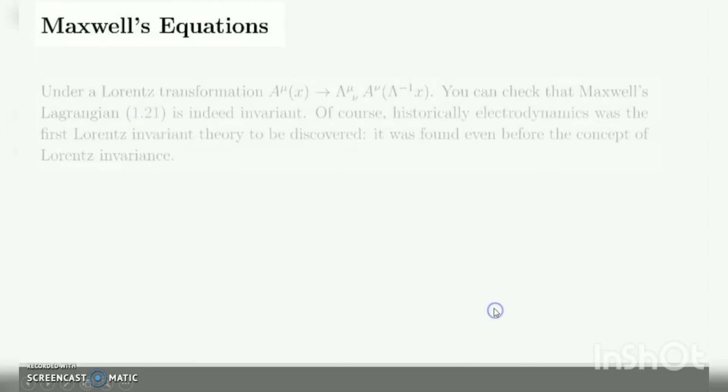First order dynamics. Friends, you all already know the Maxwell equations. You can check the Maxwell Lagrangian under the Lorentz transformation, in equation 1.21, which I have already discussed. In this equation L is equal to minus 1/4 F_mu nu F^mu nu. This is the Lagrangian, so it is Lorentz invariant.